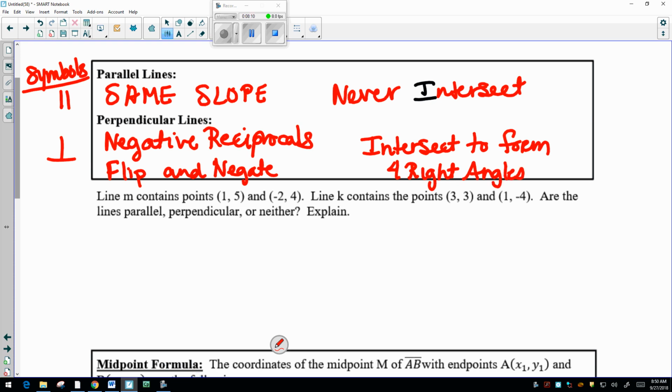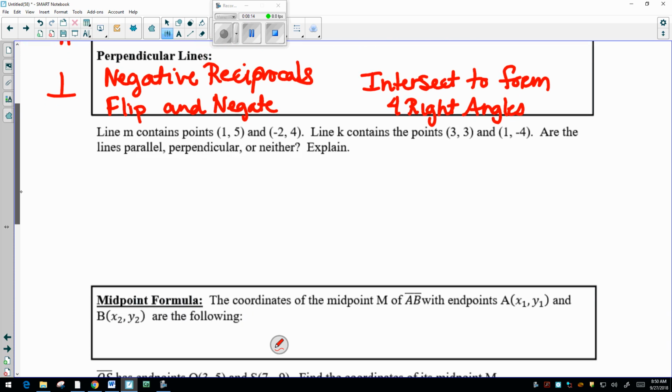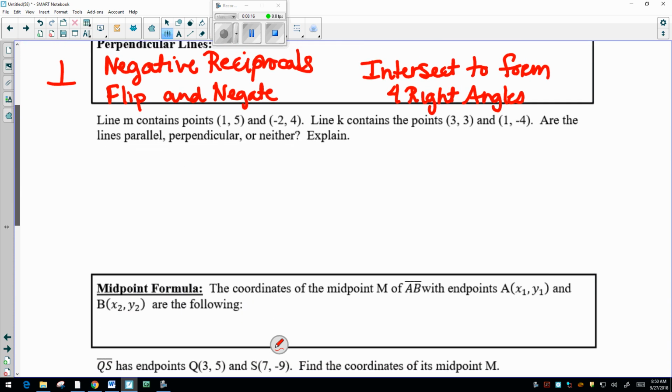So our question that we have here is we have two different lines. We have line M and we have line K. And it wants to know, are they parallel, perpendicular, or neither? Well, if I'm seeing these two words here, parallel and perpendicular, that's making me think slope. So what I want to do is actually calculate the slope of line M. So let's do that first.